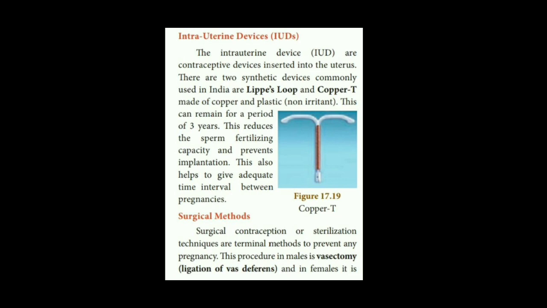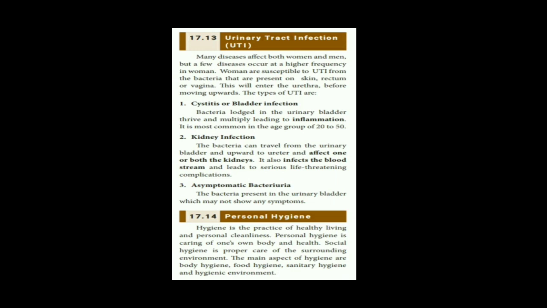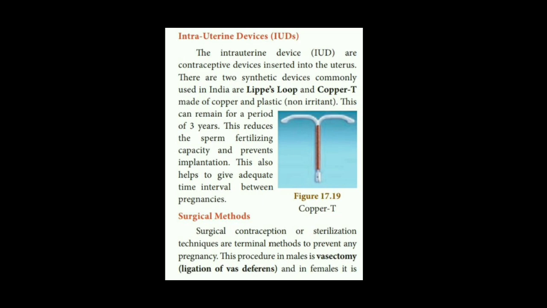Then the surgical methods which prevent pregnancy are vasectomy and tubectomy. Vasectomy is the method of permanent birth control in males in which part of the vas deferens is removed and ligations are performed. Tubectomy is the method of permanent birth control in females. Here, a portion of the fallopian tube, that is the oviduct, is cut off and the cut ends are ligated to prevent fertilization. So, these are the methods of permanent birth control.